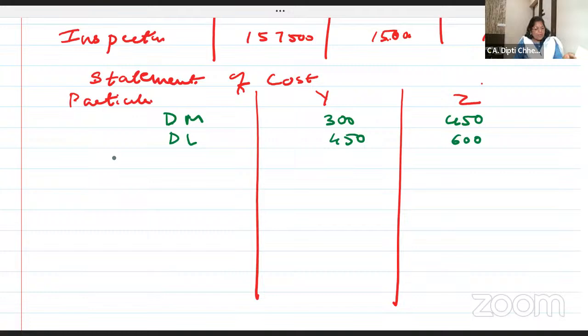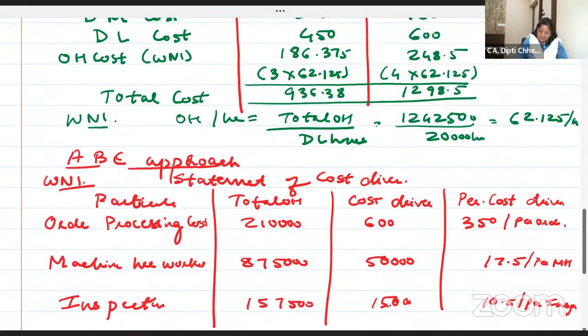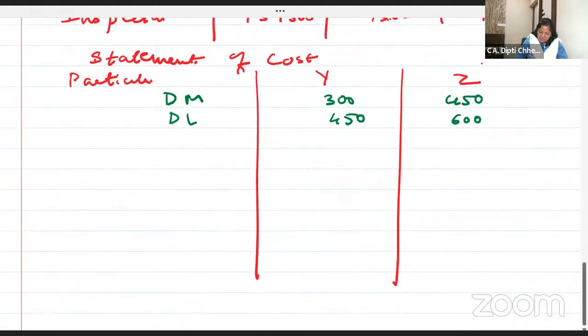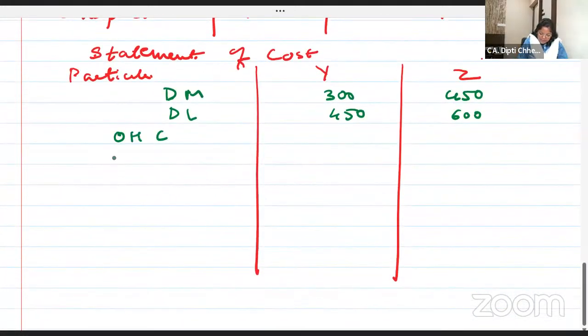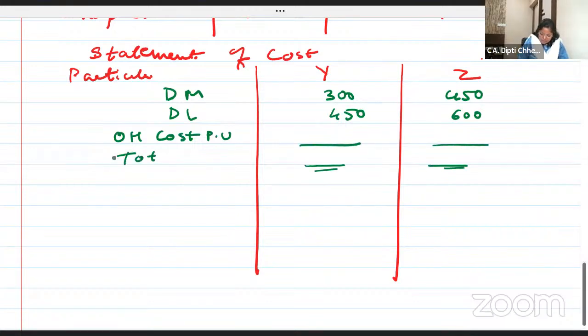Okay. And now we are coming to overhead. Direct material, direct labor. You can write it as prime cost. And now we will come to the overhead. Overhead के लिए you need the per unit cost. See, as you have got the per unit here, you will need overhead cost per unit. That will give you the total cost.